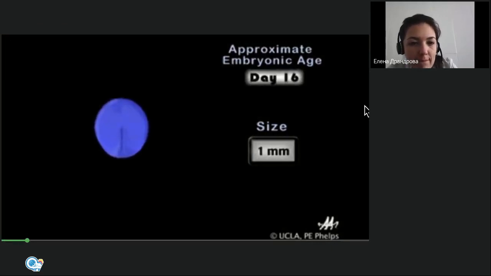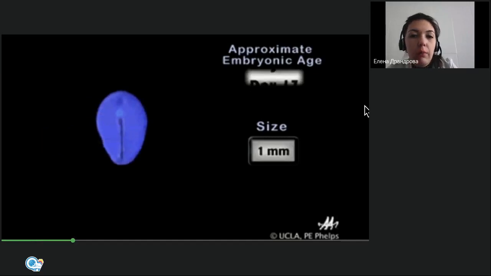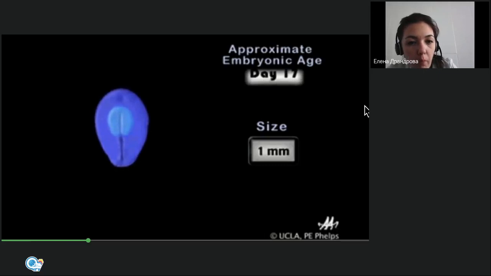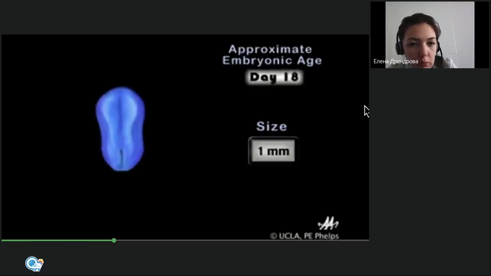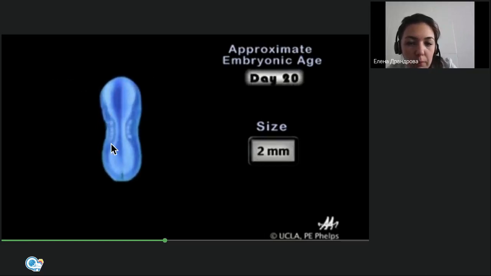So the nervous system starts to develop on the fourth week, third or fourth week of embryonic development. So look, yes, here you can see the primitive streak was formed. Now you can see first this neural groove. Yes, we will see. Neural groove, and laterally from the neural groove, we can see neural folds.